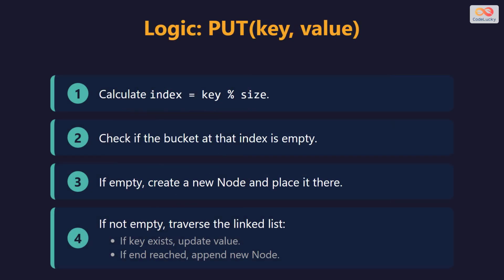Let's look at the put logic. First, we calculate the index. If the bucket is empty, we create a new node. If it is not empty, we traverse the list. If we find the key, we update its value. If we reach the end without finding the key, we append a new node.